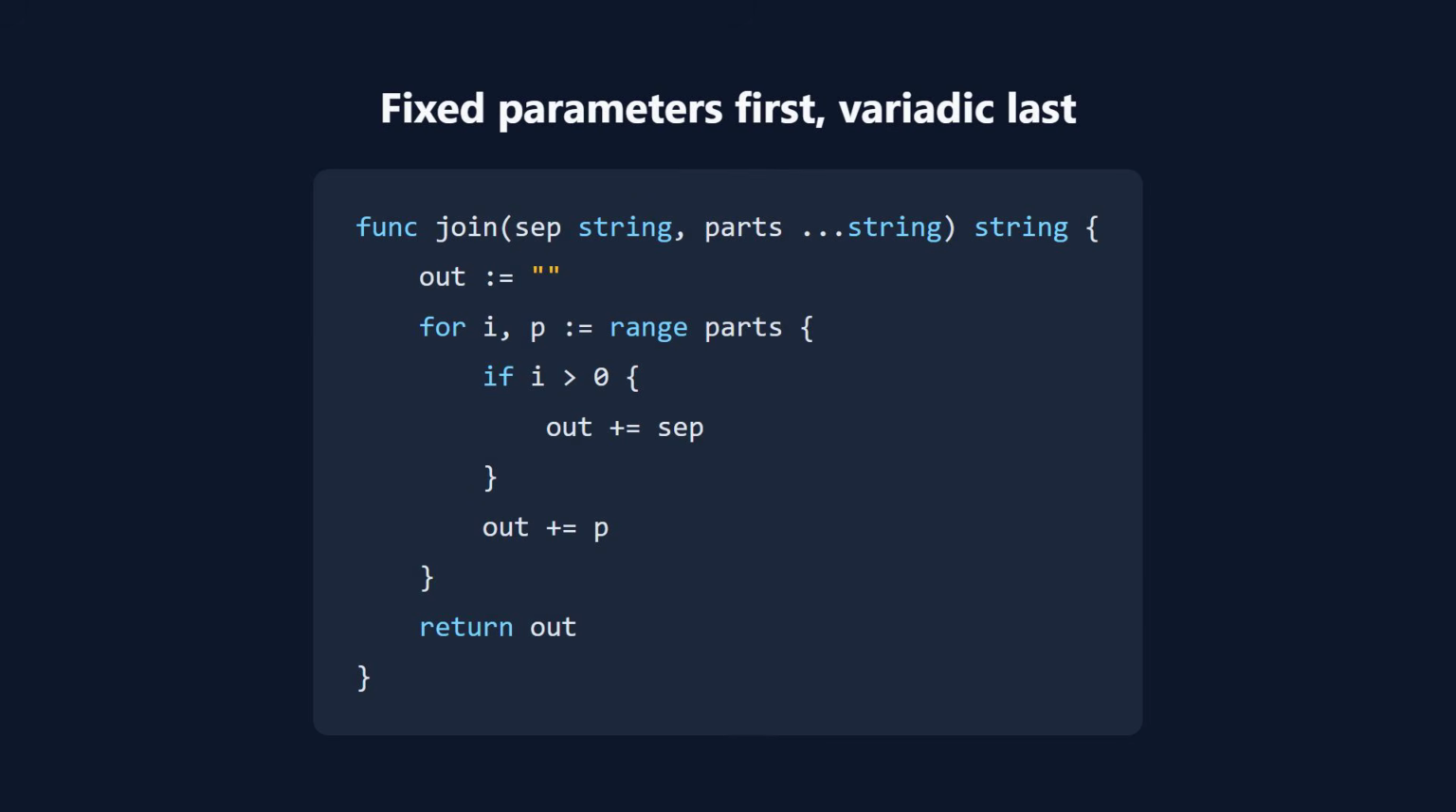A variadic parameter can follow ordinary ones. It just has to come last. So join takes a separator, and then any number of strings to join together. The separator is a normal, required parameter. You always pass it. Call it with a dash, and the words go, is, and fun, and you get go-is-fun. 2 restrictions. Only one variadic parameter is allowed, and it must be the final one. The reason is straightforward. The compiler has to know where your fixed arguments stop and the variable ones begin, and it can only work that out if the variable ones are at the end.